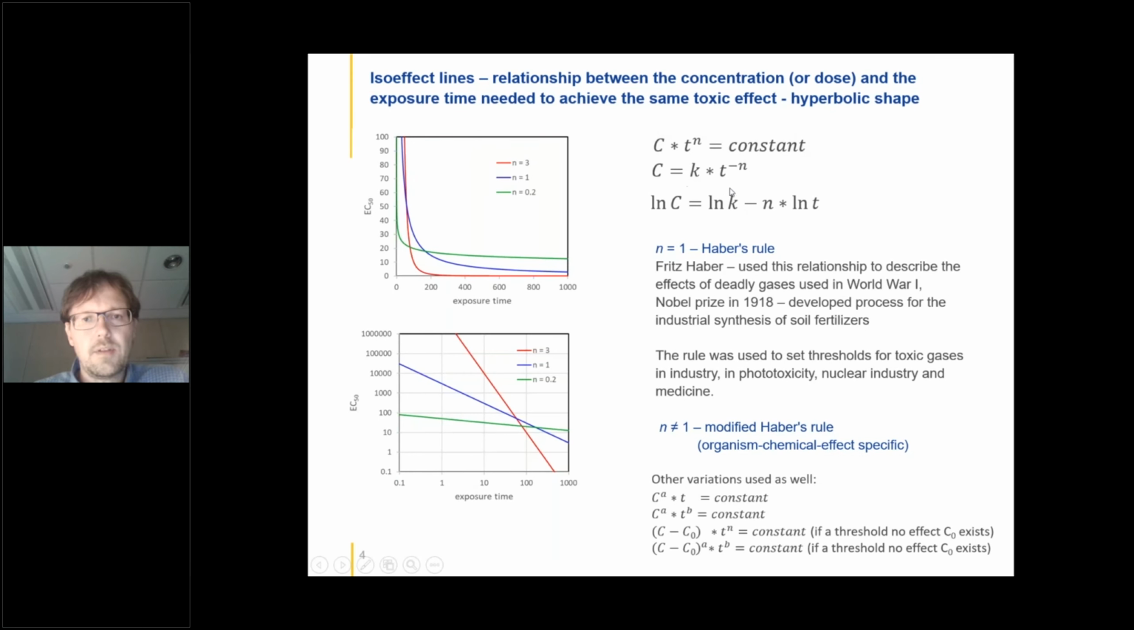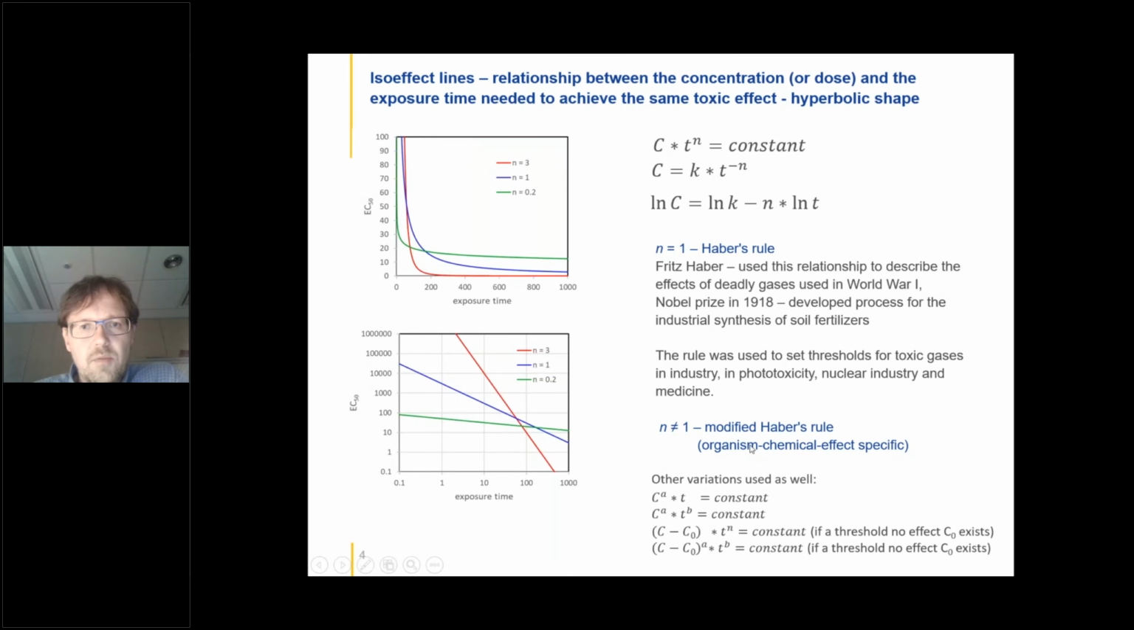So this can be then written in a different form, where the concentration to achieve a certain effect equals a constant multiplied by the exposure time to the power of minus n. And these relationships for 3 different values of n are shown on the left graph. So you see that they have these hyperbolic shapes. But when both axes are transferred to log scales, you will get a straight line. This can actually also be achieved mathematically, and you get an equation for a straight line.